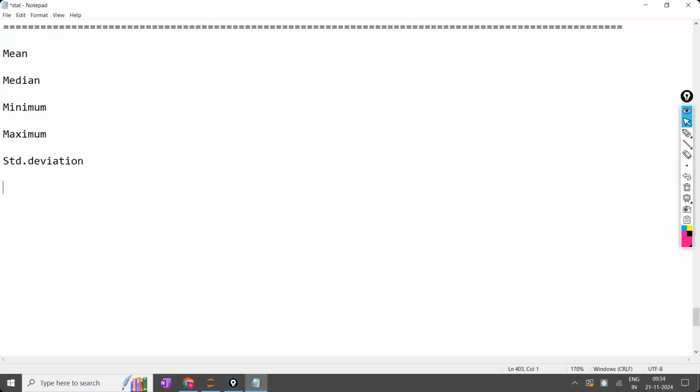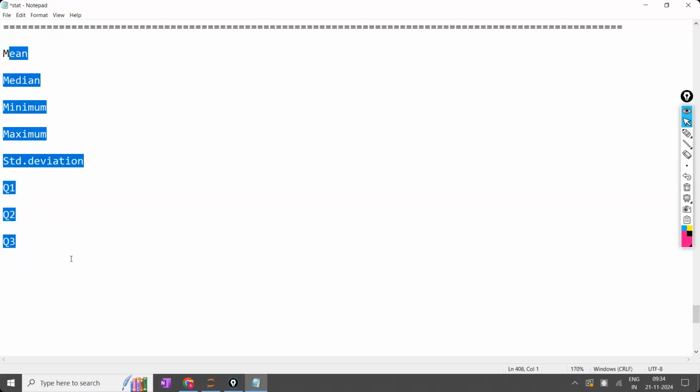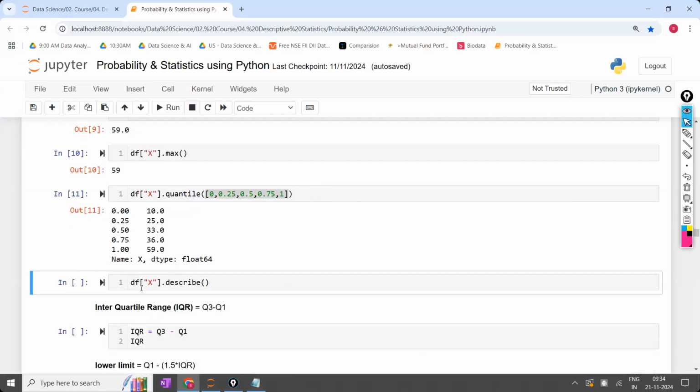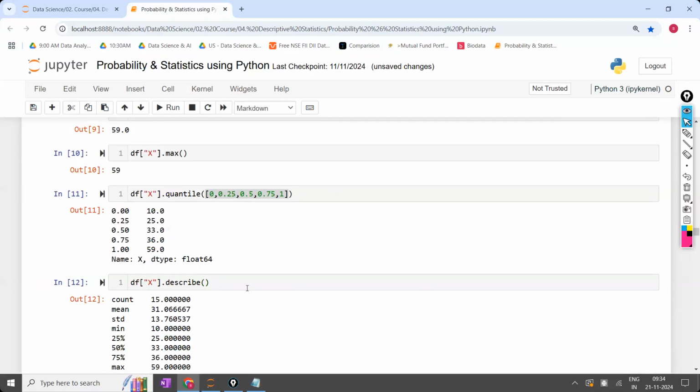And along with that, we are going to have quartile 1, quartile 2, quartile 3. Quartile 2 is nothing but the median value. So these are the things we have discussed for the continuous variable. All these things you can get in one shot by using the describe function. Describe means it describes the entire data, that is, measures of central tendency along with the measures of spread. Both of them you are going to get in a single shot by using the describe function.